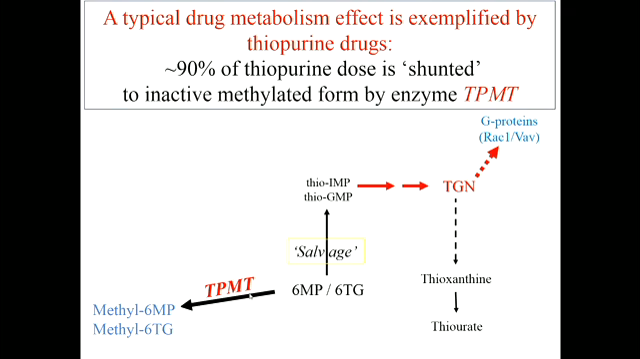It's a methylation enzyme, so it methylates 6-MP and 6-TG. Knowing that, that's not a problem really, because it means if you give somebody 100 milligrams of this drug, actually 10 milligrams of it is going to be taken up and used, and the other 90 milligrams is being excluded. This is typical of a lot of drugs that you take.